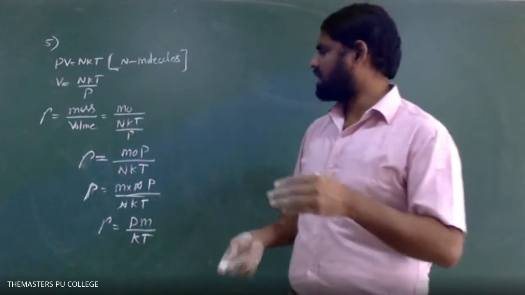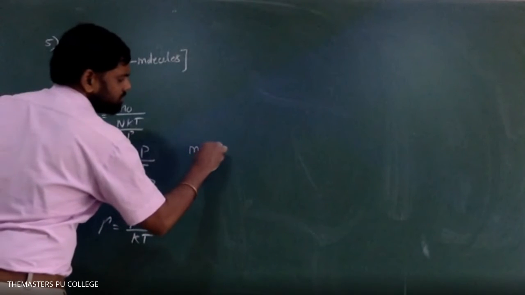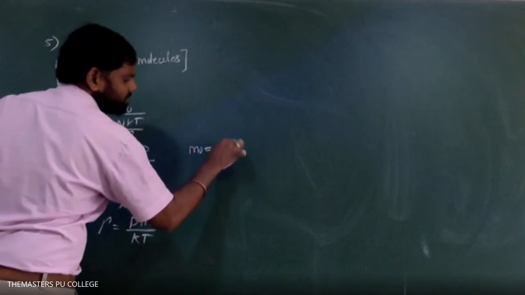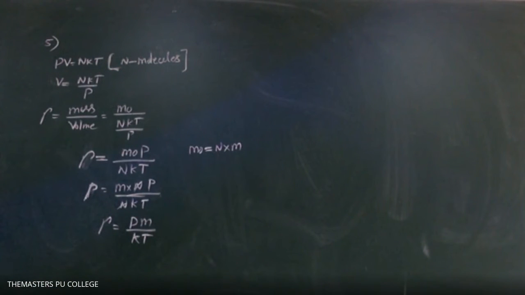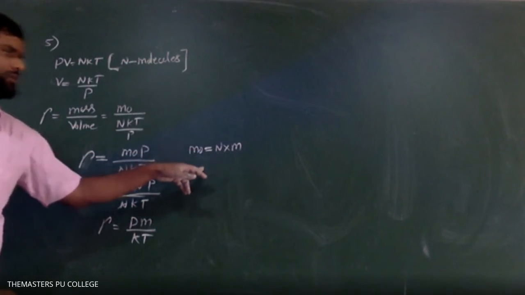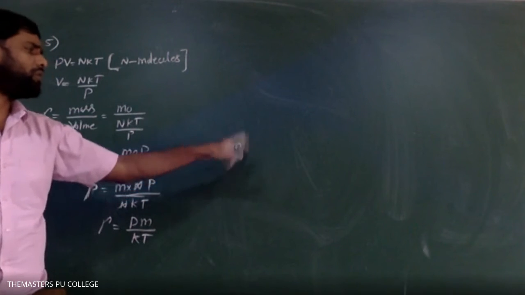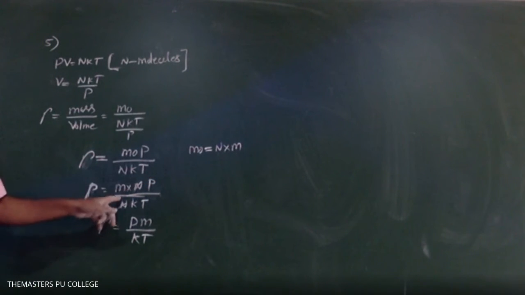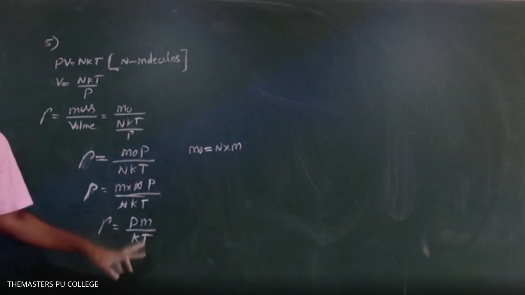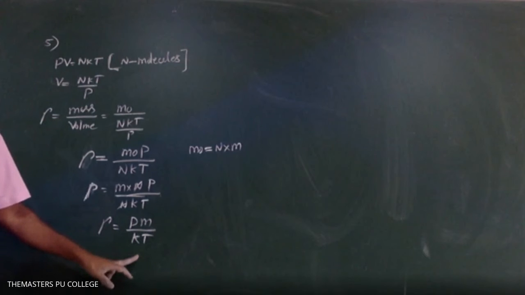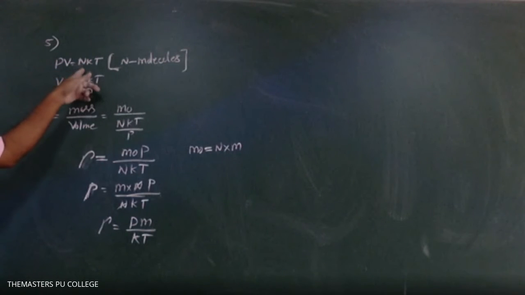Now, how can I write the total mass of the gas? M naught equals the number of atoms in the gas times the mass of each molecule. Understand this? Total mass of the gas equals total number of atoms in the gas times mass of each molecule. N gets cancelled. Then rho equals Pm by kT. Is this option there? That's it, the fourth option.